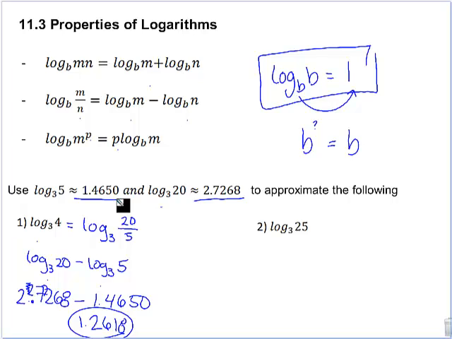What was your question? I was just going to ask if you could skip that one step of writing log base 3. I would definitely write it out until you actually have it down. I would be writing it out.